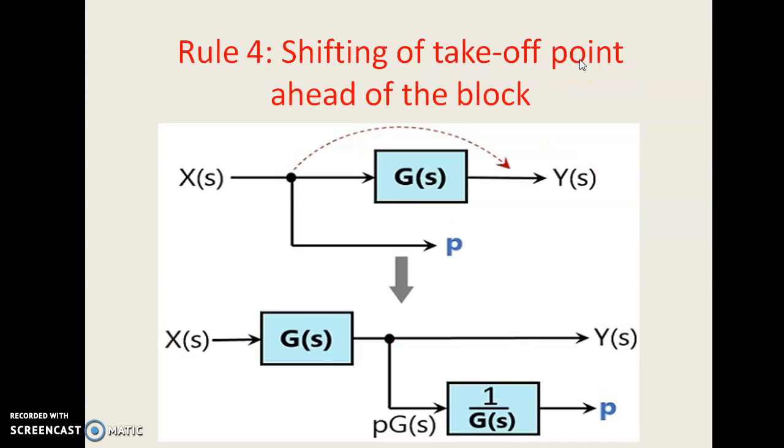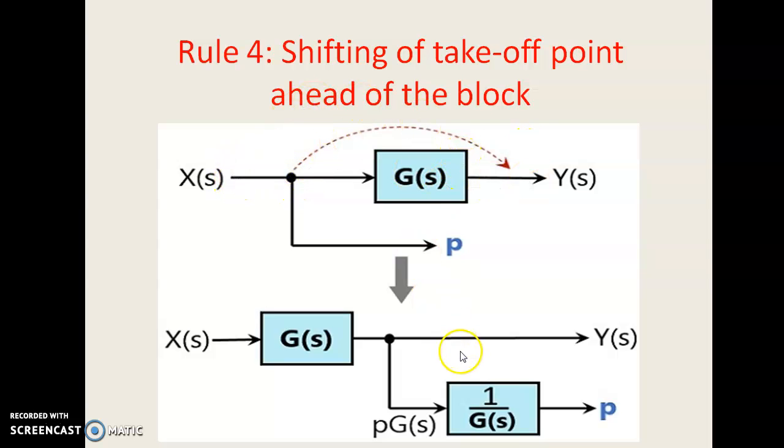Next, rule number 4 is regarding shifting of the takeoff point ahead of the block. We can see that X of S is the input to the system, Y of S is the output of the system, and in this case it is necessary to shift this takeoff point ahead of the block.